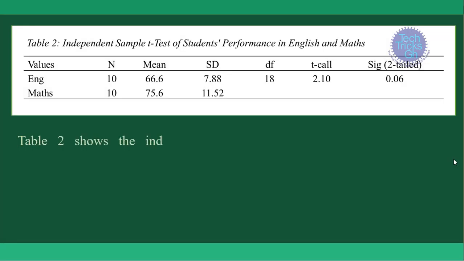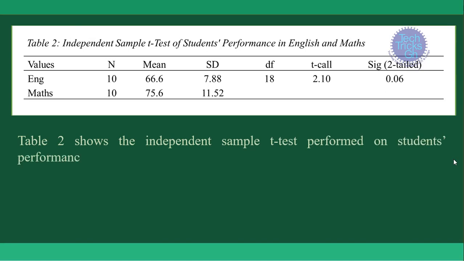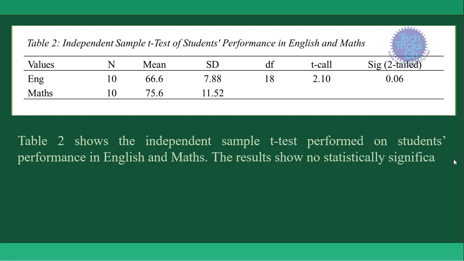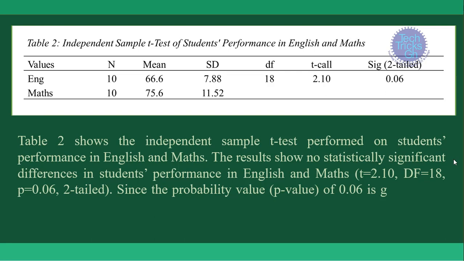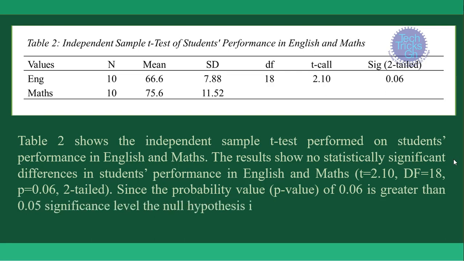Table 2 shows the independent sample t-test performed on students' performance in English and Maths. The results show no statistically significant differences in students' performance in English and Maths. t-cal is equal to 2.10, DF is equal to 18, p is equal to 0.06, two-tail. Since the probability value, p-value, of 0.06 is greater than the 0.05 significance level, the null hypothesis is retained.